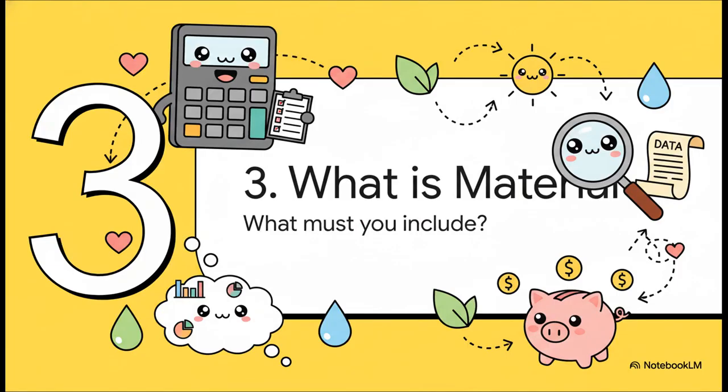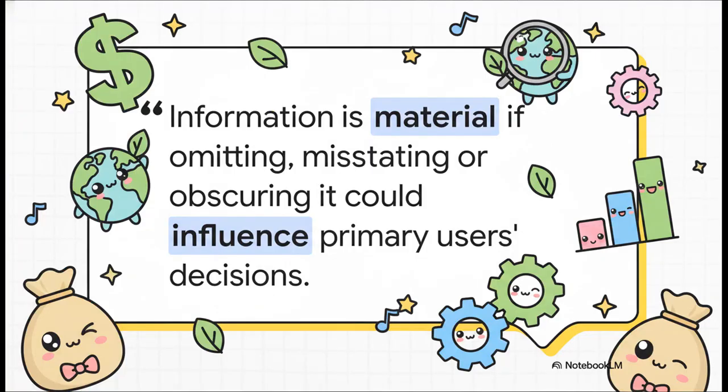So we've got the why and the who covered. Now for the what. What exactly do you have to report? The answer to that lies in a core principle called materiality. This is what helps you figure out what information is absolutely essential to include. And here it is, the core definition straight from the standard itself.